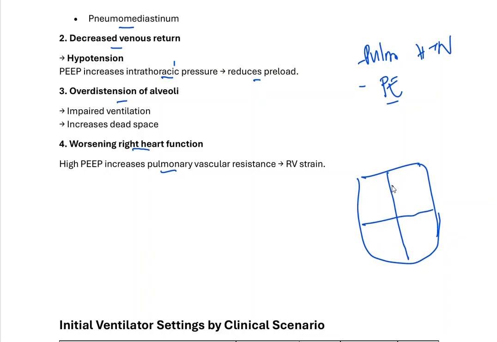Also, let's say a patient has a patent foramen ovale. If a patient has a patent foramen ovale and you put them on higher PEEP, that could increase the right-sided pressure, and that could cause right-to-left shunting of blood. So that could actually cause worsening hypoxemia. So it's something to also remember with increasing PEEP.